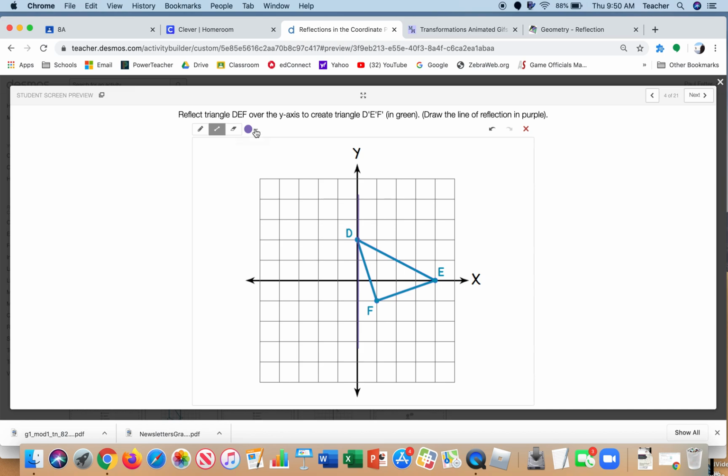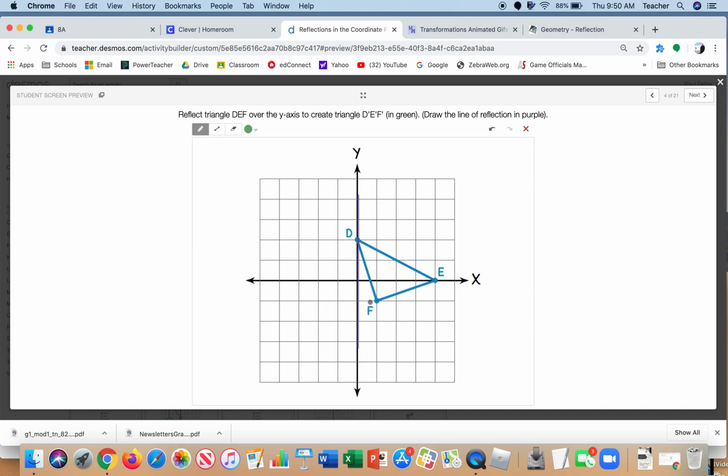Now I want to make my triangle in green, and let me go ahead and make some points. Now, look at point D. Point D is right on the y-axis, so it's not any distance away. It stays right there. So my new point D prime is just going to stay in the same spot. So I'm going to click right on top of the old point, and that's my new point.